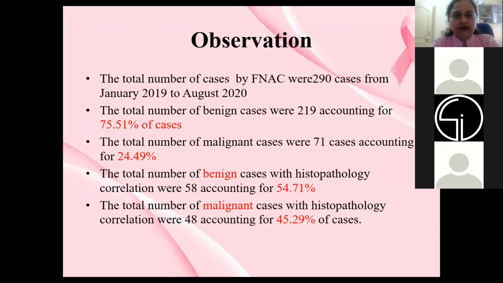So this is telling us the percentage. The total number of benign cases were 290, accounting for 75% of the cases. The total number of malignant cases was 71 cases, accounting for 24% of the cases. The total number of benign cases with the histopathology correlation, which we are planning to speak about, were 58, accounting for 54.7% of the cases. Total number of malignant cases with histopathology correlation were 48, accounting for 45.29% of the cases.